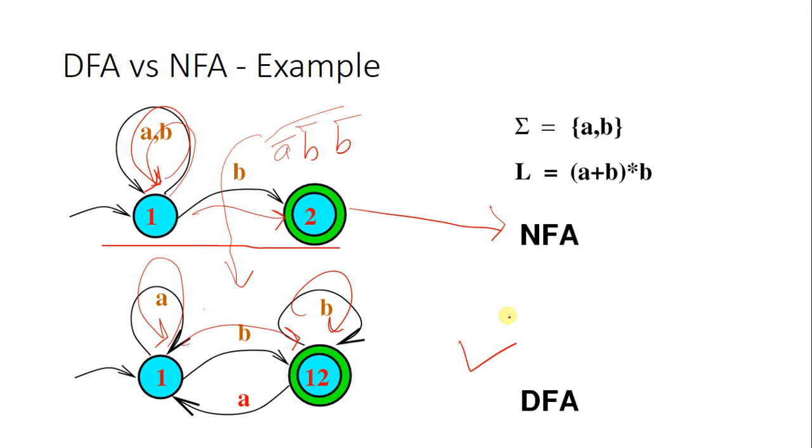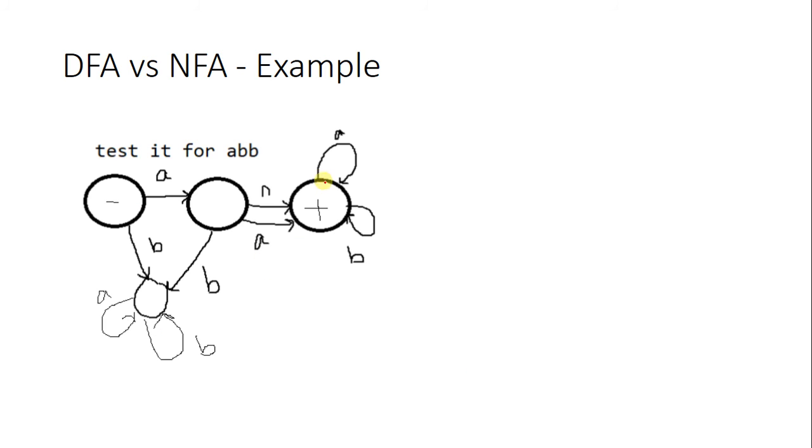So this is it. Next, I discussed that if you have a null transition, again you may be confused, so again it is an NFA. So let's see the null transition. Here, let's say we pass this string through this FA.